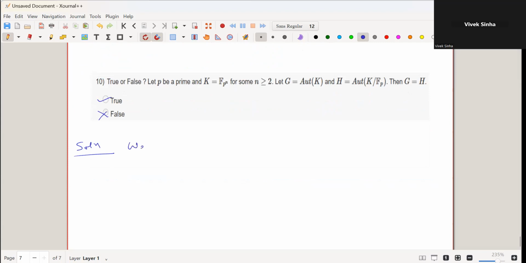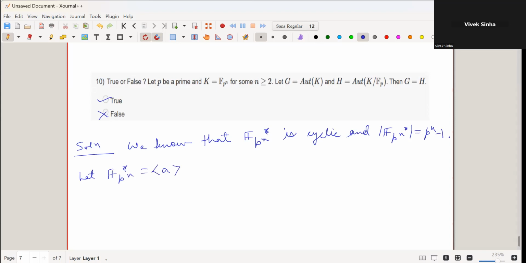So we know that F_{p^n}* is cyclic, and the order of F_{p^n}* is also, we know, p^n minus 1, right? So let this be the group generated by some element, say a.